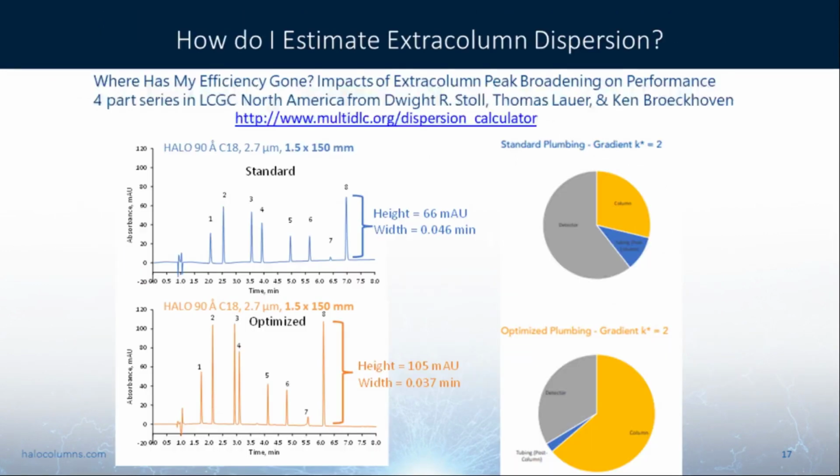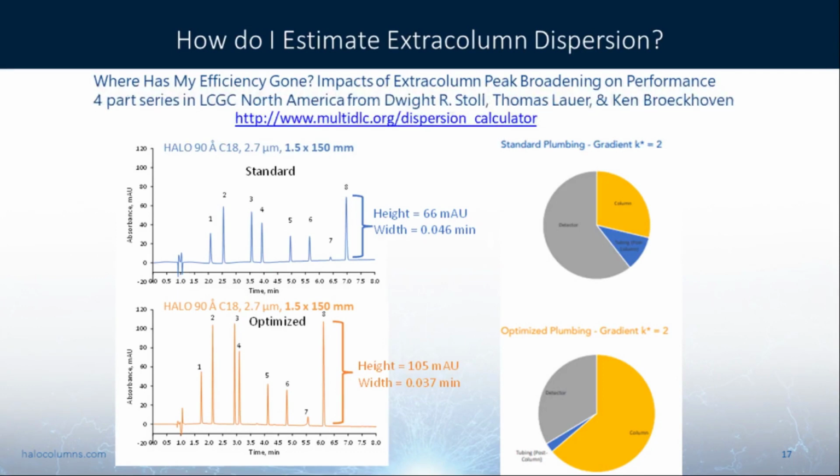So you may be wondering, how do I estimate extra column dispersion? In the 4-part series in LCGC North America from Dwight Stoll, Thomas Lauer, and Ken Brockhoven called Where's My Efficiency Gone? Impacts of Extra Column Peak Broadening on Performance, there was a link to an online dispersion calculator provided, which I have here at the top of the slide. This is what we use to generate the pie charts on the right-hand side of this slide.